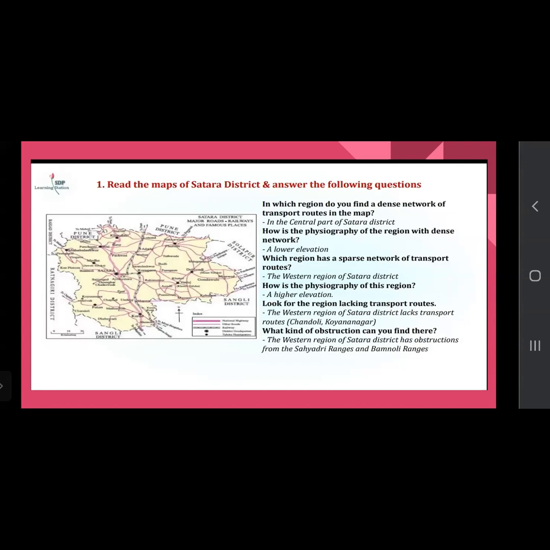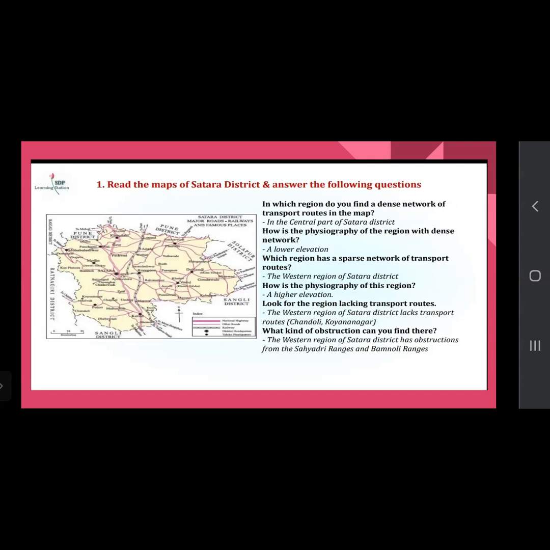Which region has a sparse network of transport routes? Now where is there very little network of transport? The western region of Satara. We all know the reason why it is less in the western part. We have seen already, because of the hills and the high elevations. Also the reservoir of Koyna Dam is over there. So the western part has a sparse network of transport routes. How is the physiography of this region?